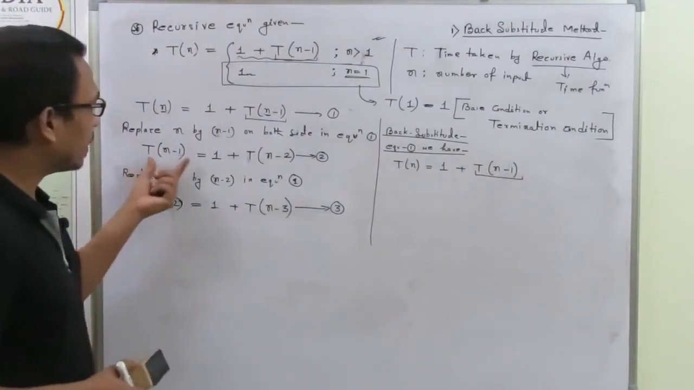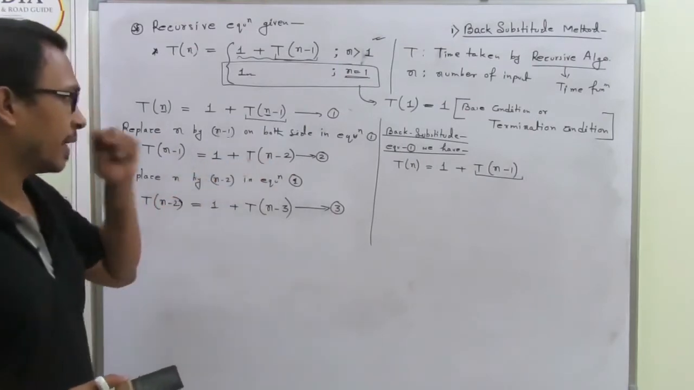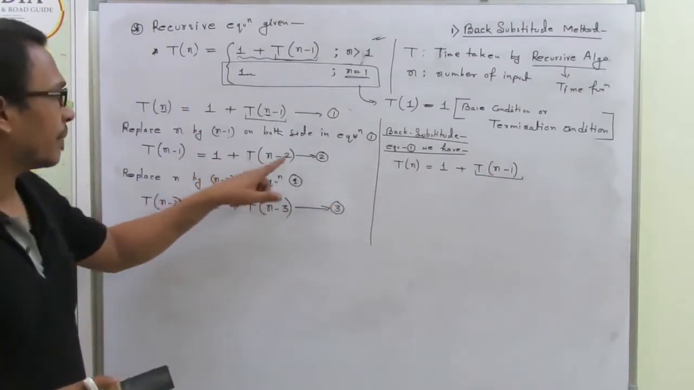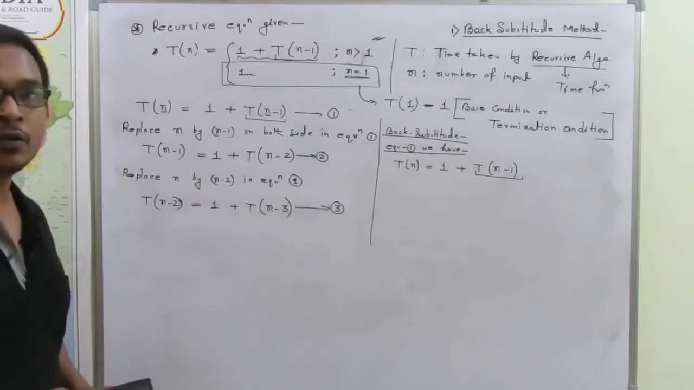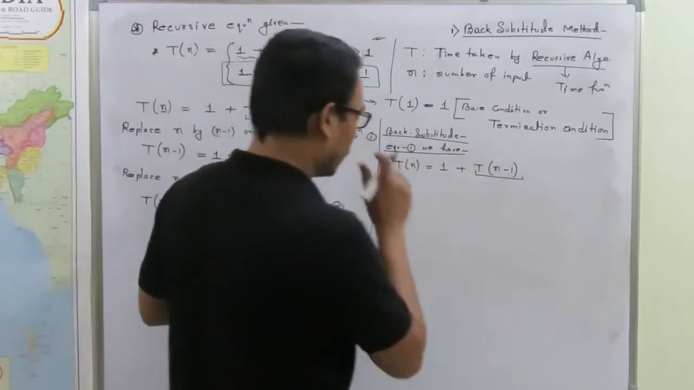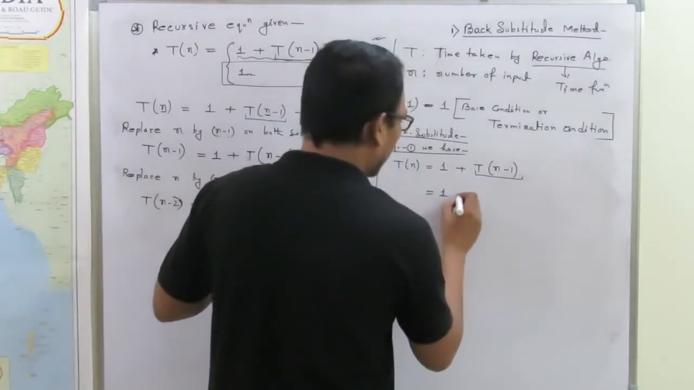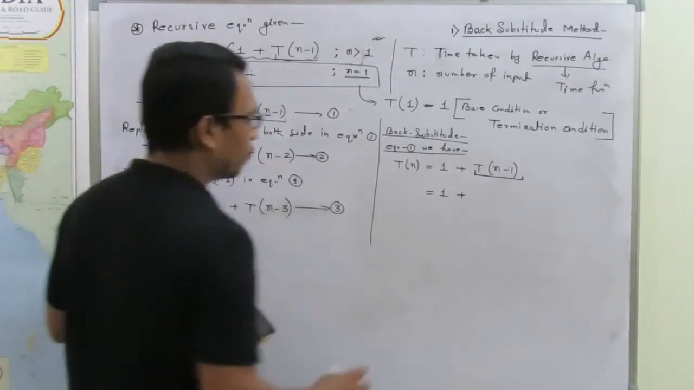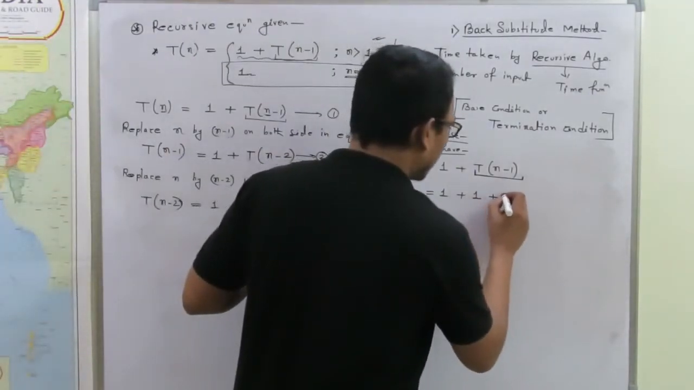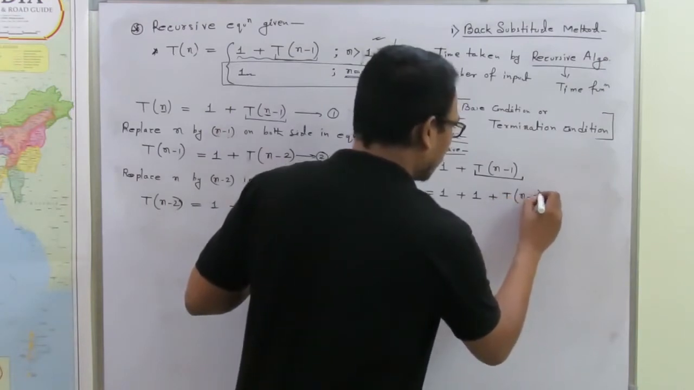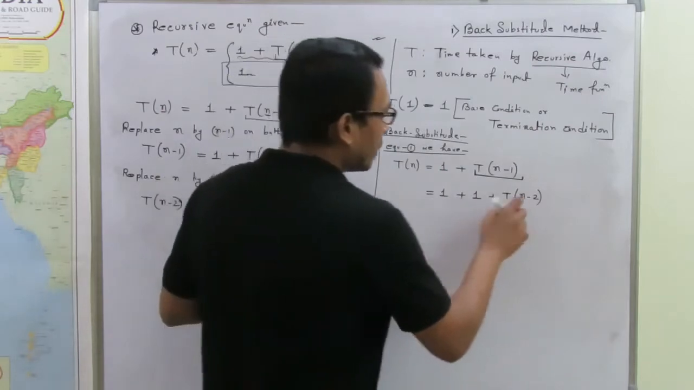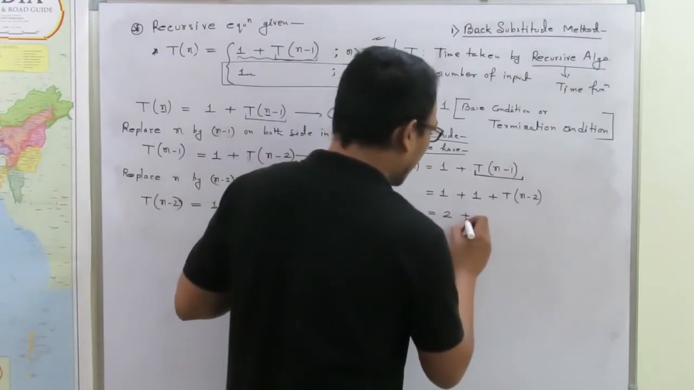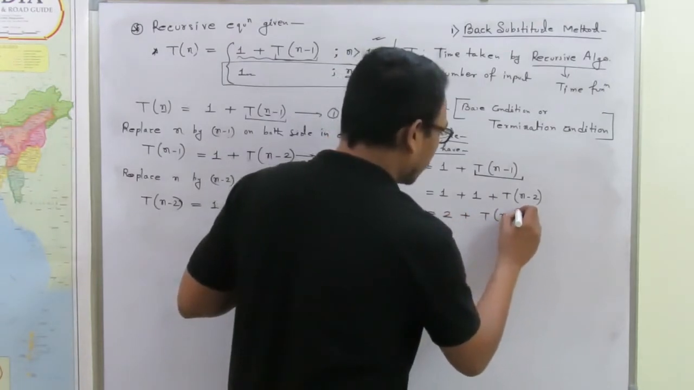We know that t of n minus 1 is 1 plus t of n minus 2. So we replace the value of t of n minus 1. So what we will get? 1 is still there, plus, because of this t of n minus 1, we will get 1 plus t of n minus 2. Clear? So what does it mean? This means we get 1 plus 1, that means we have 2 plus t of n minus 2.